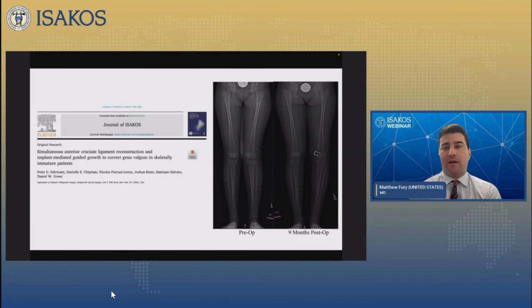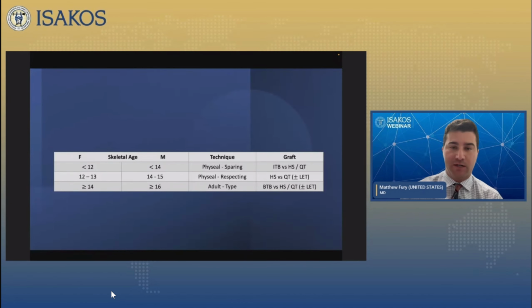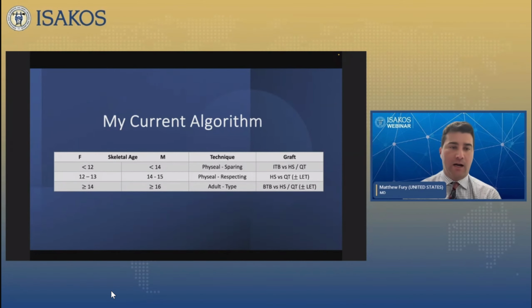And there have been some recent studies which have talked about assessing for angular deformity and maybe correcting coronal alignment simultaneously with ACL reconstruction. At this point, it's really limited to some case series that have shown it to be safe and effective, but we really don't have enough data to set guidelines here on the recommendations, at least in my opinion. So my current algorithm is seen here.